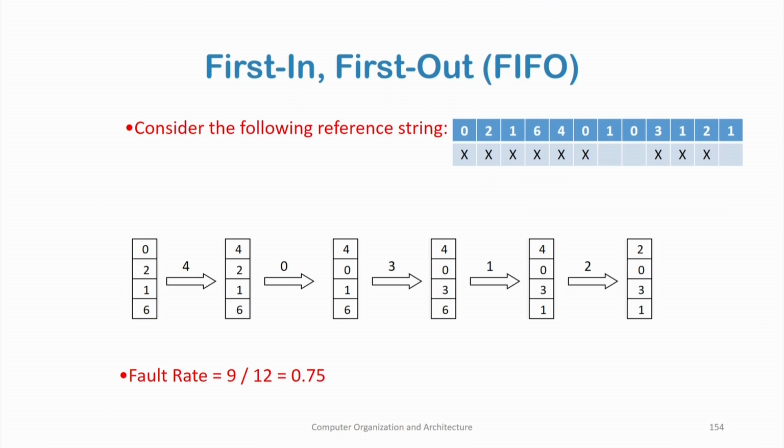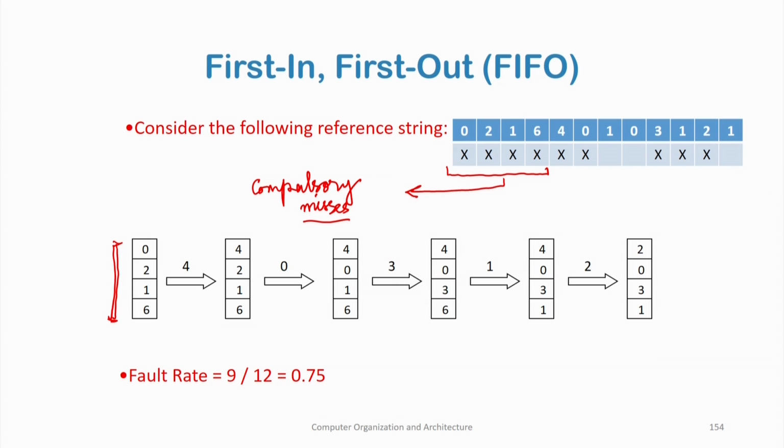So, consider the reference string 2 0 1 6 4 0 1 0 3 1 2 1. Now, here I have 4 page frames. Let us say my physical memory only has 4 page frames available, and these are the set of memory accesses. Initially there is nothing in the physical memory. So, the first 4 misses are compulsory misses.